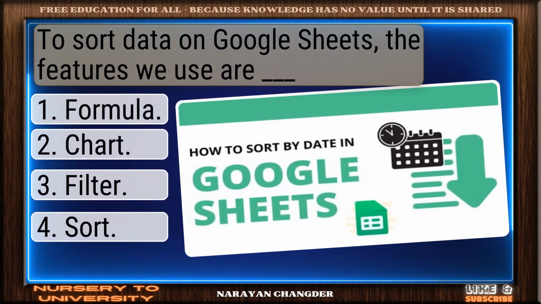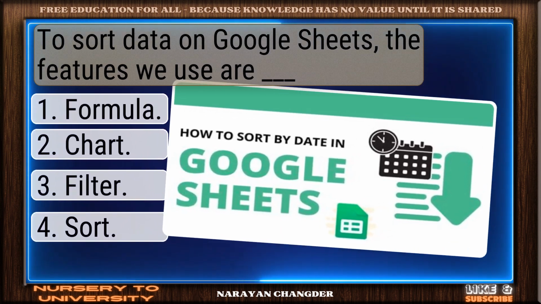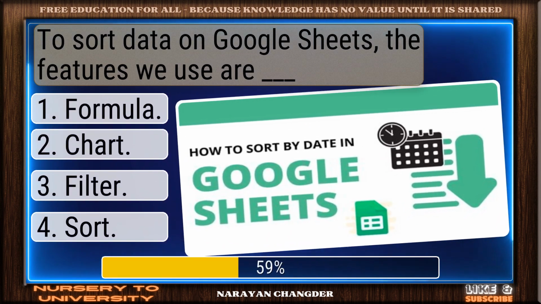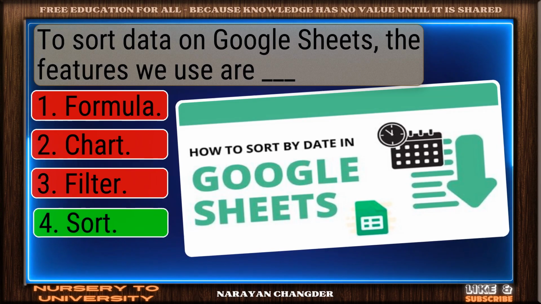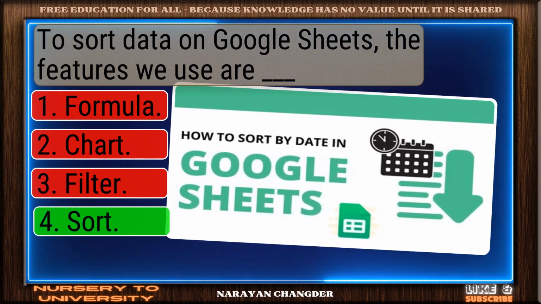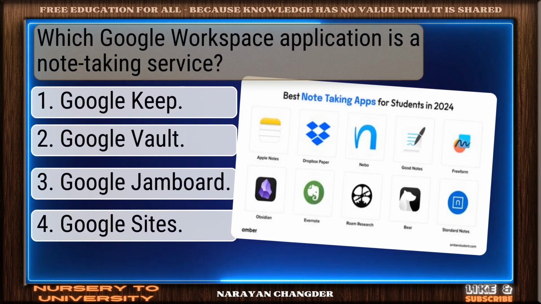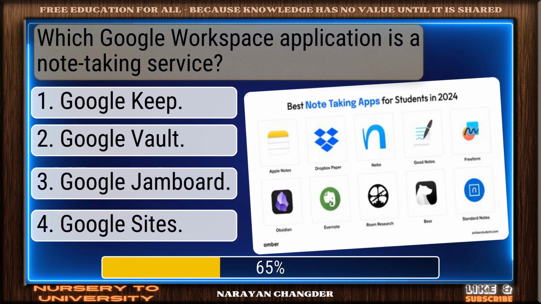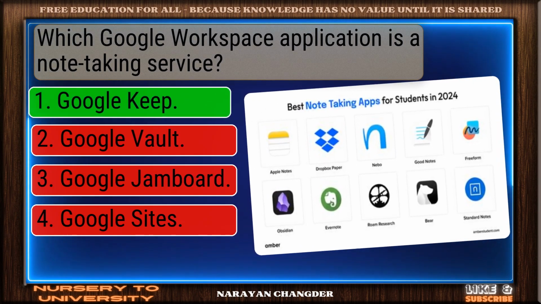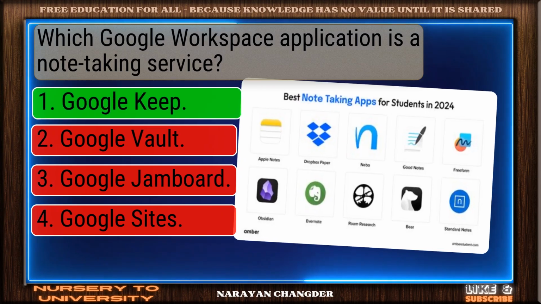To sort data on Google Sheets, the features we use are Dash. Good thinking. Sort is the right answer. Which Google Workspace application is a note-taking service? Valid point. Google Keep is true.